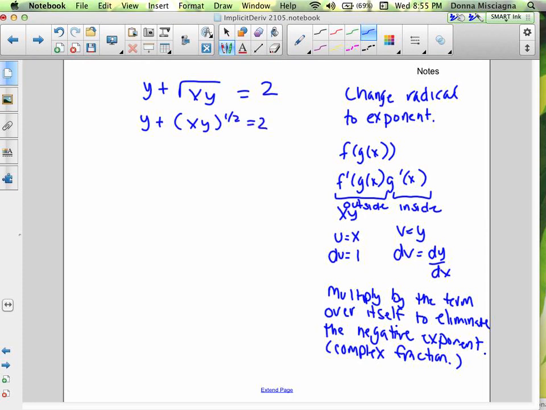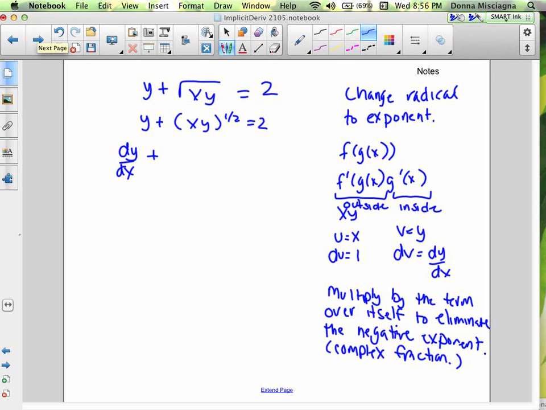Right? So on the inside there, we have a product, xy, right? So the first is x, its derivative is 1. The second is y, its derivative is dy/dx, right? So to take the derivative here, we have the derivative of y with respect to x, so that's dy/dx. If it were just an x, it'd be 1, but because it's a y, it's a dy/dx, because we're taking the derivative with respect to x.